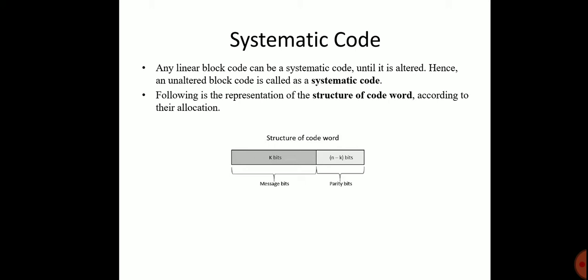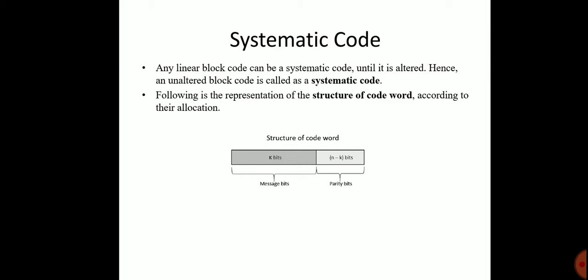The structure of the code word is k bits followed by n minus k bits. The k bits are the information, that is, a group of k message bits, and n is the number of bits in the block. The n minus k bits are the parity bits. So the complete code word of a systematic code has k message bits and n minus k parity bits. The total of message bits and parity bits is called a systematic code.